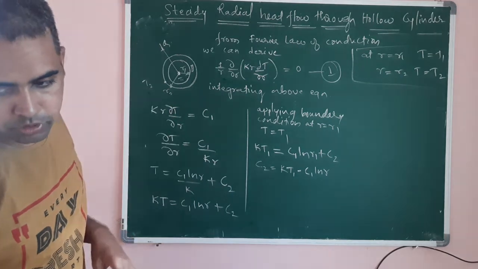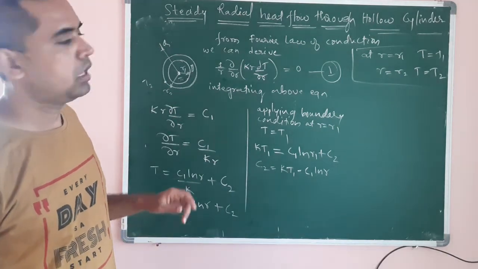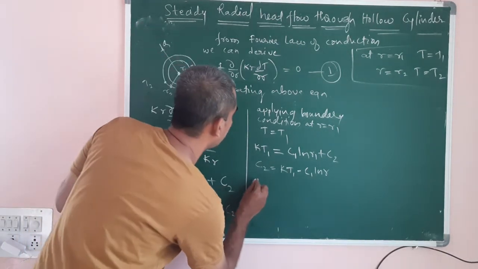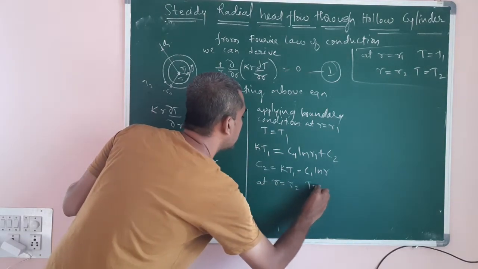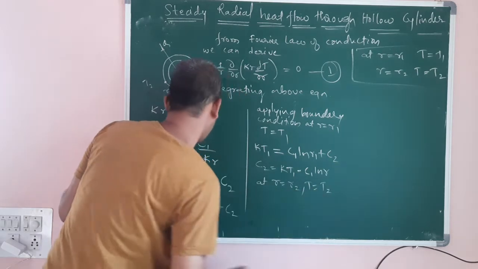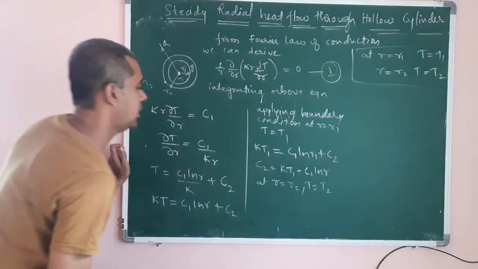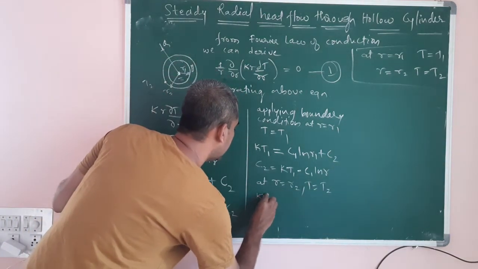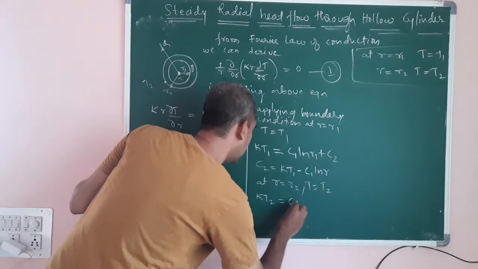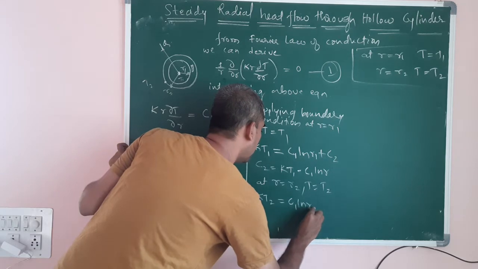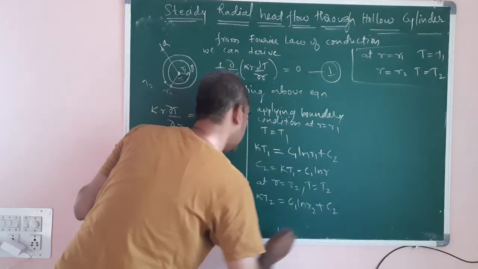Using the second boundary condition, that is at r equal to R2, T is equal to T2. If I substitute that here, it will be kT2 is equal to C1 ln of R2 plus C2.